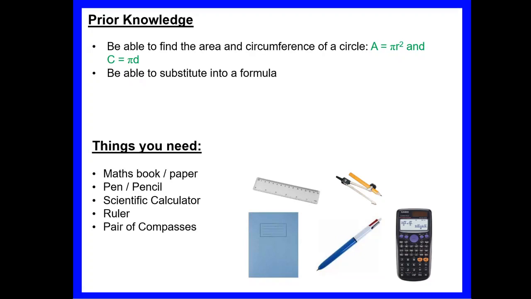So using the formula A equals pi r squared and C equals pi d. And you should be able to substitute into a formula. If you're not sure about area and circumference of a circle, please stop this video, go back and do the previous lessons. Things you'll need to complete the lesson: your maths book or some paper to write on, a pen or a pencil to write with, your scientific calculator, making sure that it does have a pi button on it, a ruler and a pair of compasses for drawing any diagrams.